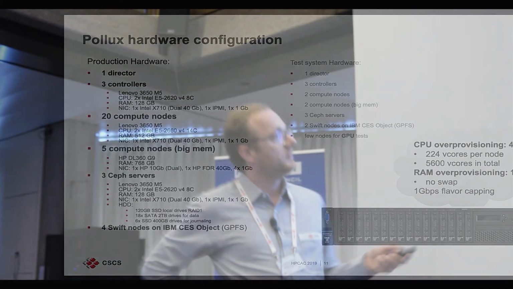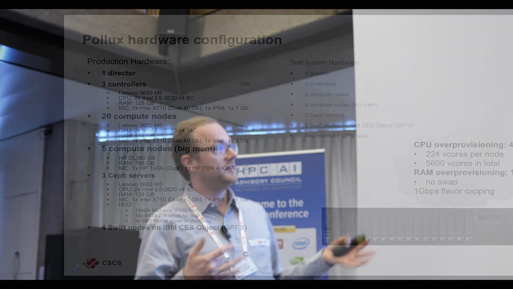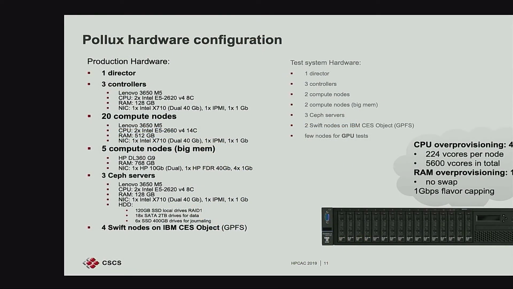What is interesting is that we are doing over-provisioning of the CPUs, so we can run 4 virtual cores on top of each hyper-threaded core. Since our workloads are not very intensive in terms of CPU, we are optimizing our space. And we're also doing over-provisioning of the RAM.